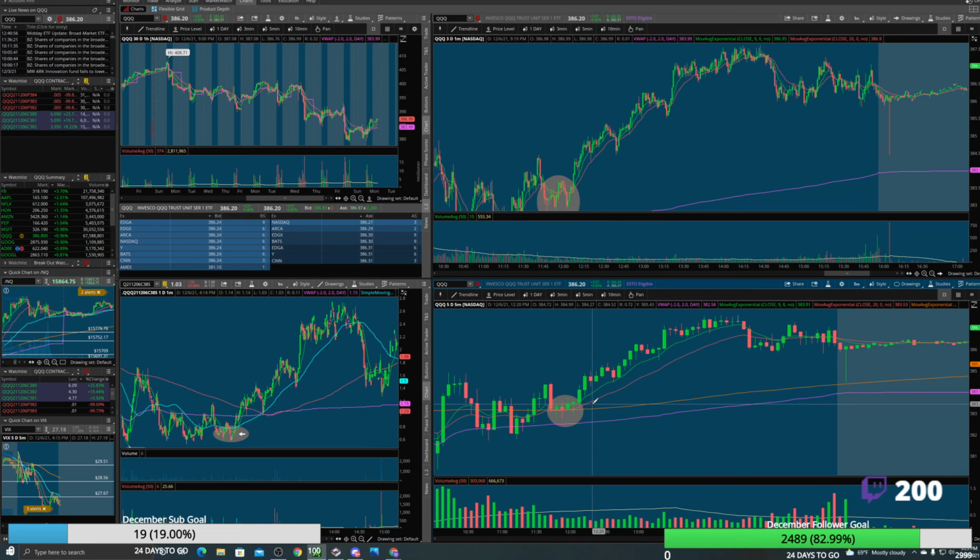You take entry. Oh, the 9 EMA is being supported. I'm going to keep holding. 9 EMA keeps being supported. I'm going to keep holding. Oh, I start to see some upper wicks here. I'm going to start to sell, right? Then you're selling the majority out before this nasty reaction there.